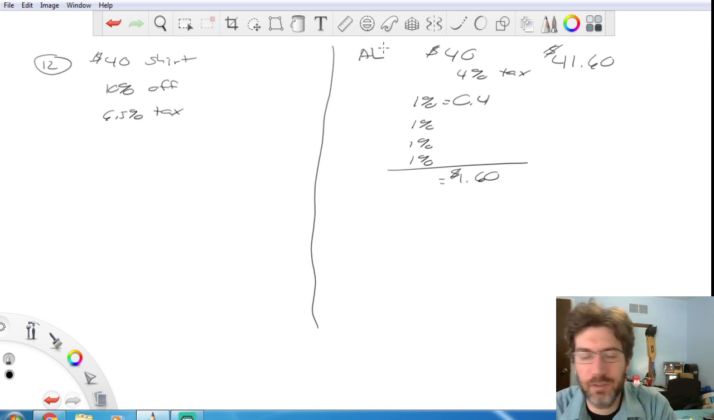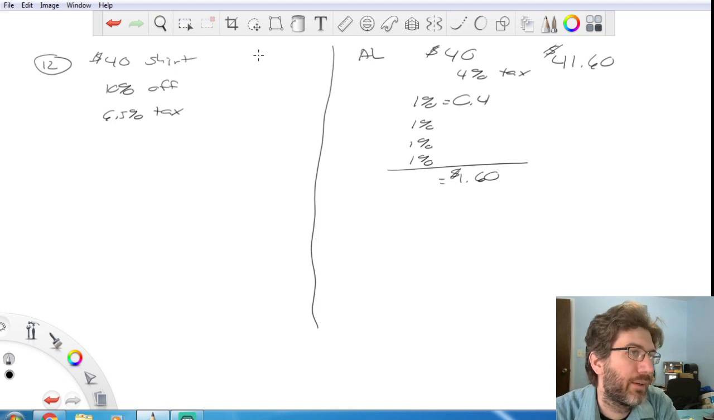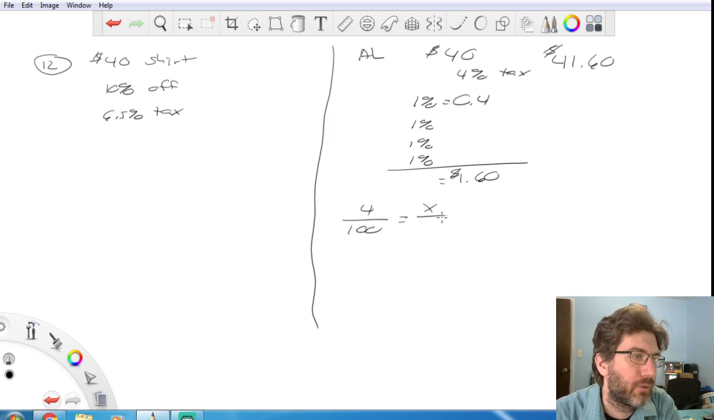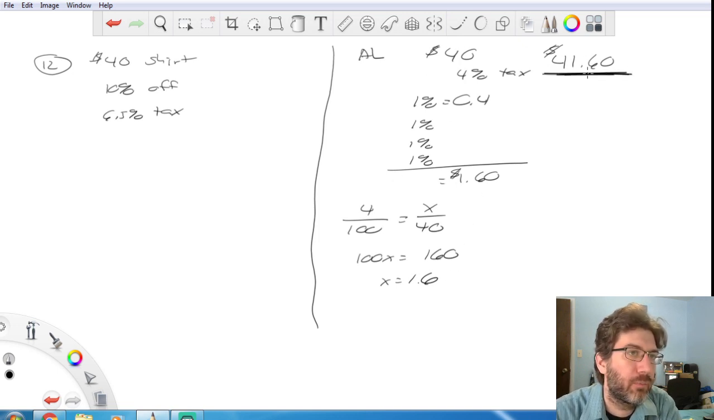Again, you could have done it the other ways. I'm just doing it this way today. You could have set up proportions. 4 over 100 equals x over 40. X equals 160. X equals 1.6. Right. That way was probably easier, actually. But you could do it that way. And then you just add that on to your $40, and that's where we're getting this price here for Alabama. So Alabama's that. Washington is a little different.